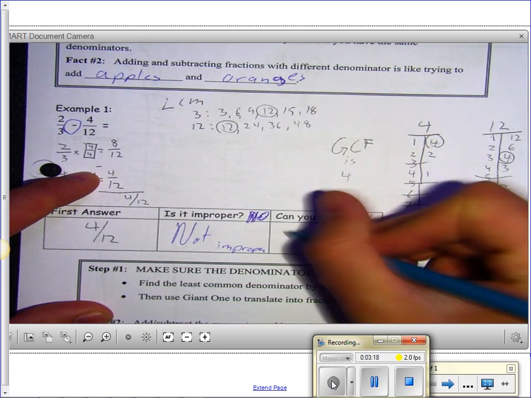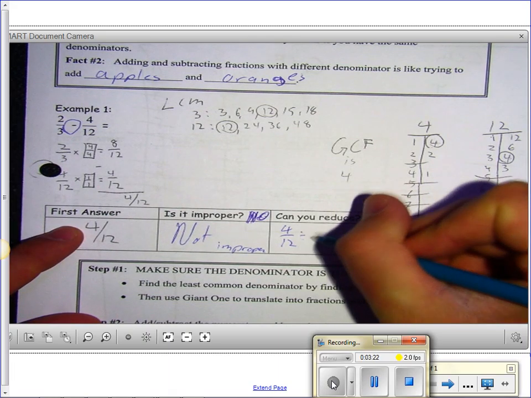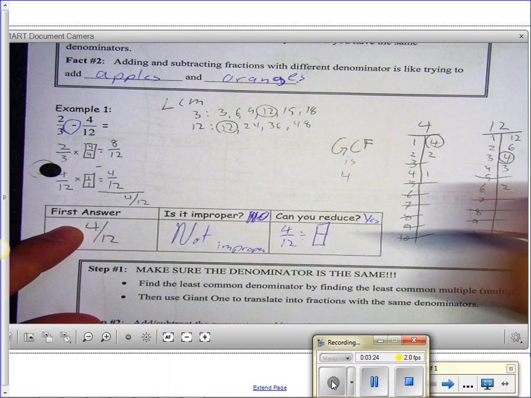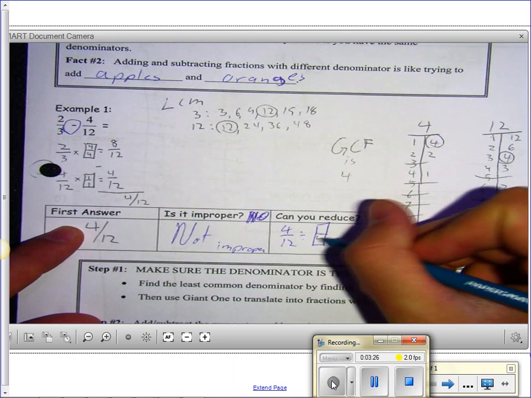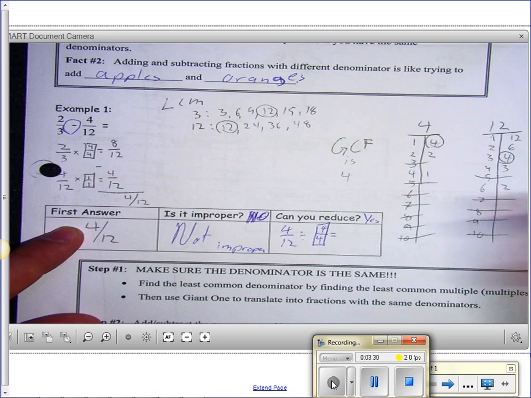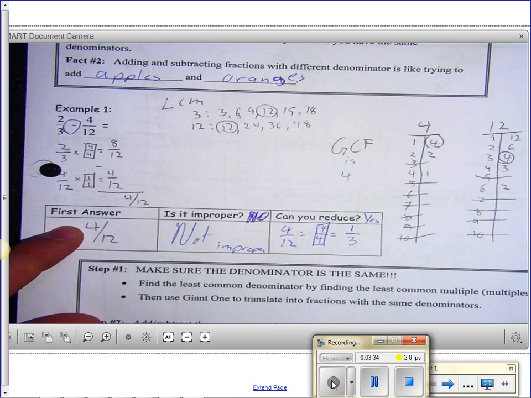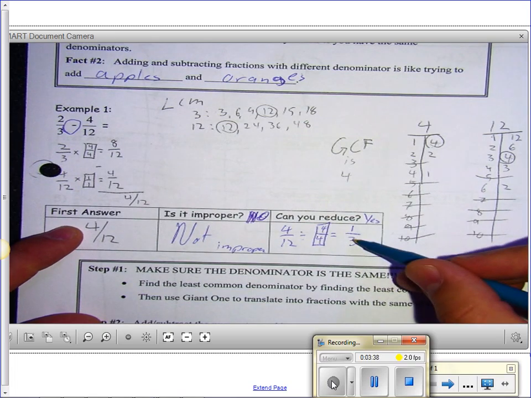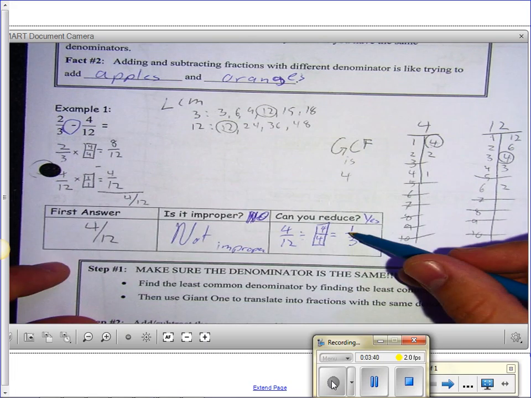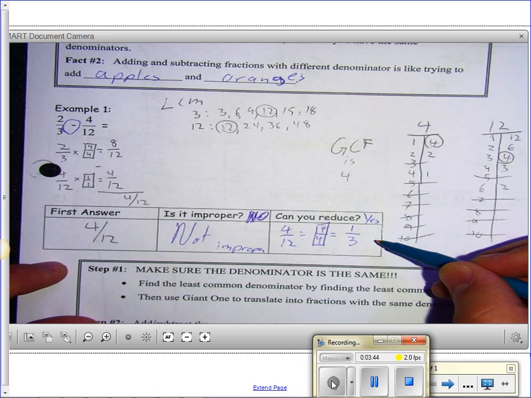In order to reduce, I take my original answer and I divide by giant 1 with my greatest common factor. Four-twelfths is equal to 1/3. This is my simplest answer, and this is the only correct answer. You will only find 1/3 on any multiple choice answers.